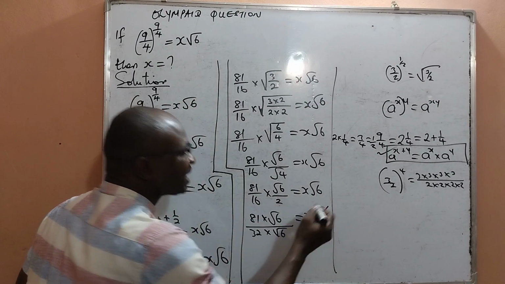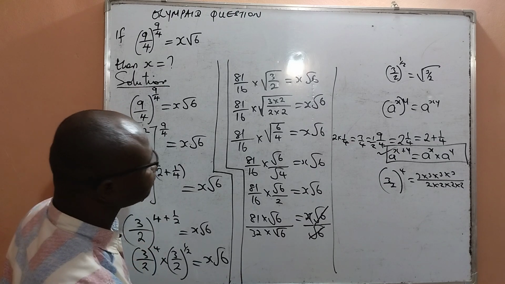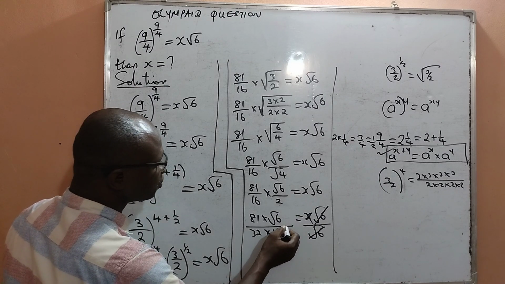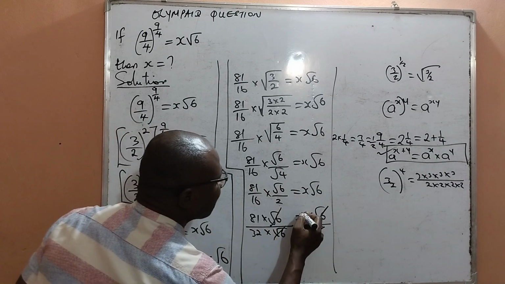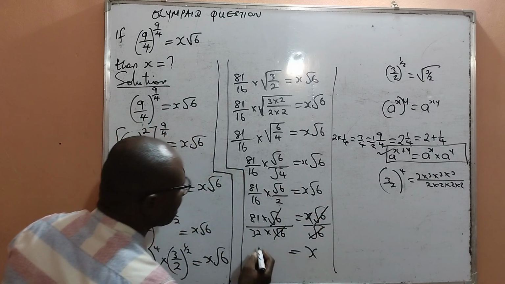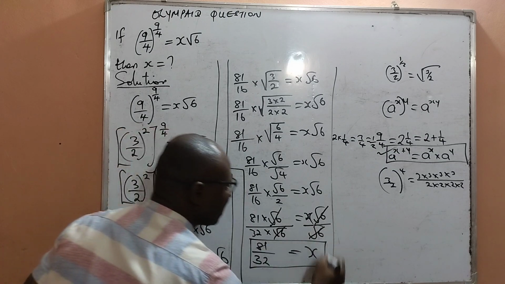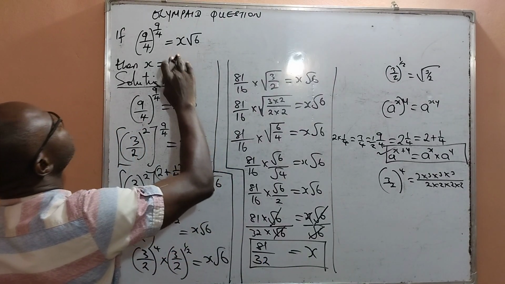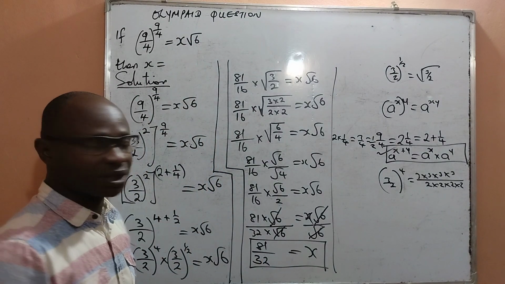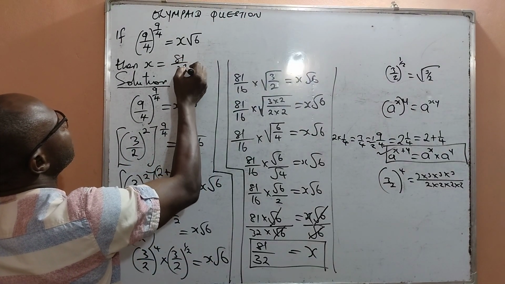Therefore, root 6 will cancel out root 6, and you can agree with me here that root 6 also cancels out this root 6. Eventually, I now have x equal to 81 over 32. And this is the final answer that I am looking for. Therefore, in conclusion, the value of x in the given equation is equal to 81/32.